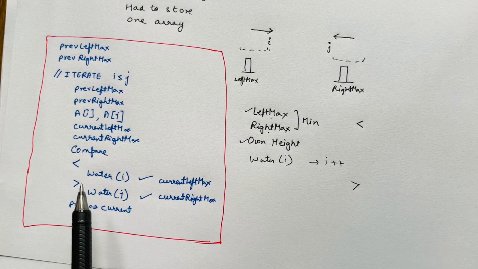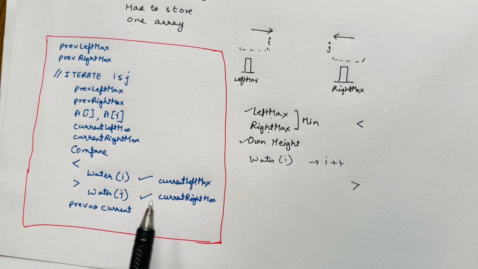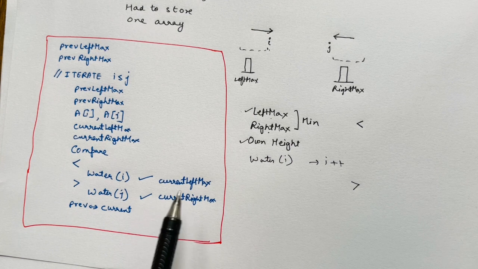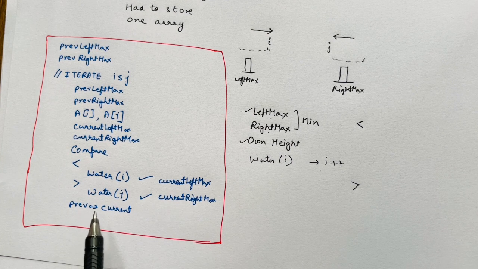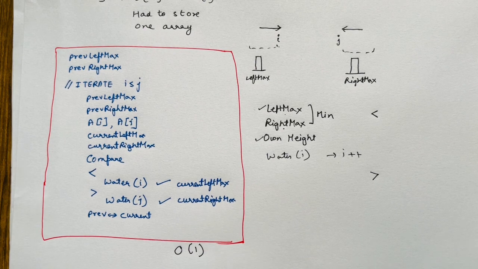Similarly, if left max is greater, then we can calculate the water at j, increment the j pointer, and add it to the total water. Then we can update our previous variables using the current ones and finally return the total water. This now makes our space complexity O(1) because we did not have to store anything.